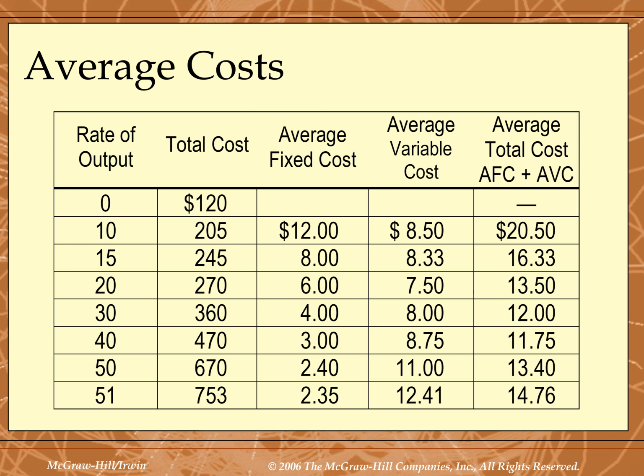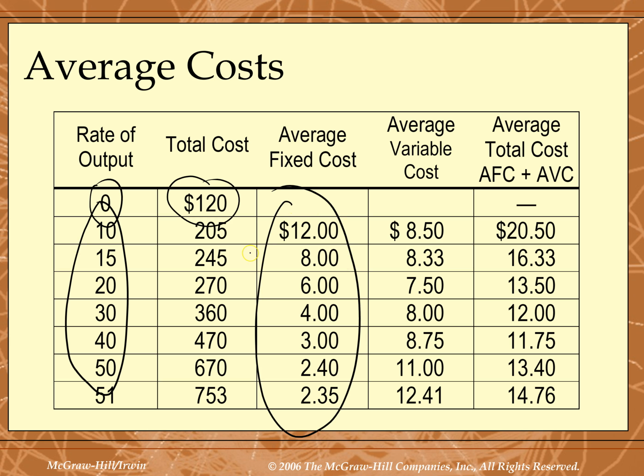Now let's take a look again. Start at an output rate of 0. If I tell you your total cost, you know your fixed cost. Your fixed cost is 120. You take 120 and divide it by Q, and this is what you're going to get here.